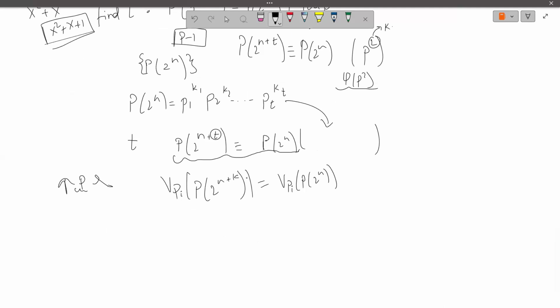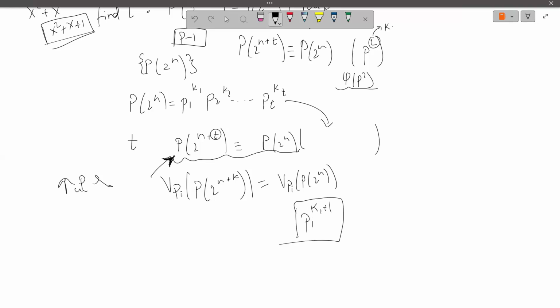Do you see how this problem is just related to this exactly? Yes, because you can take the phi of the p_i, to the maximum power present in P of 2 to the power n. You would do that for k plus 1, right? If the maximum power here for p1 is k1, then I would do that for k1 plus 1. Does this make sense?